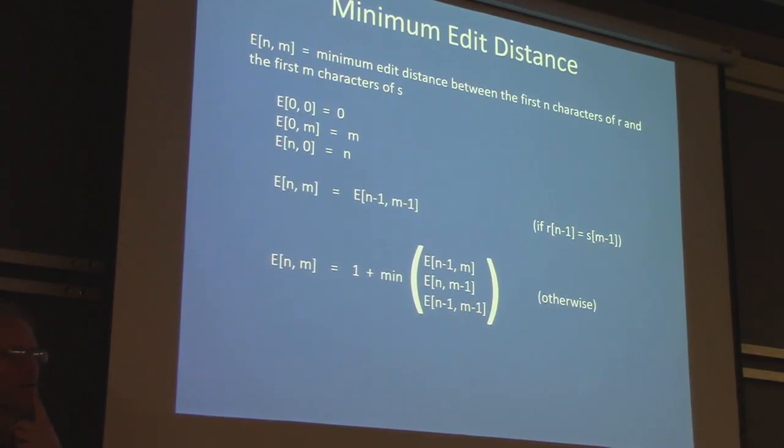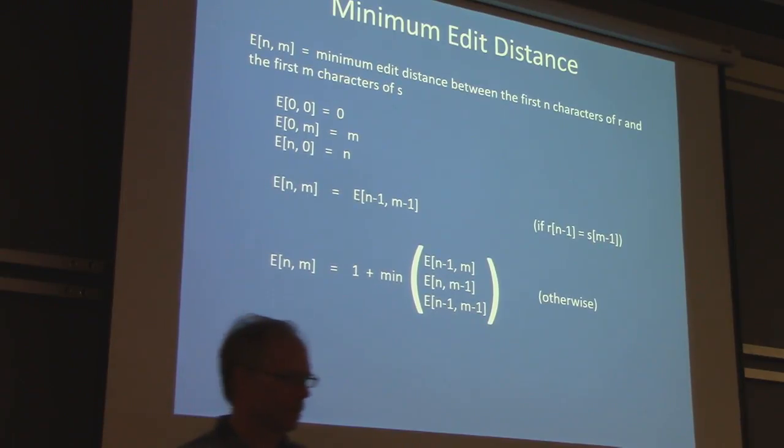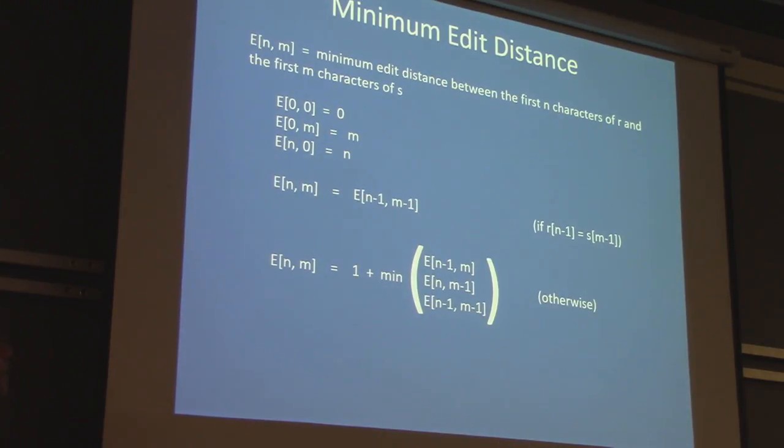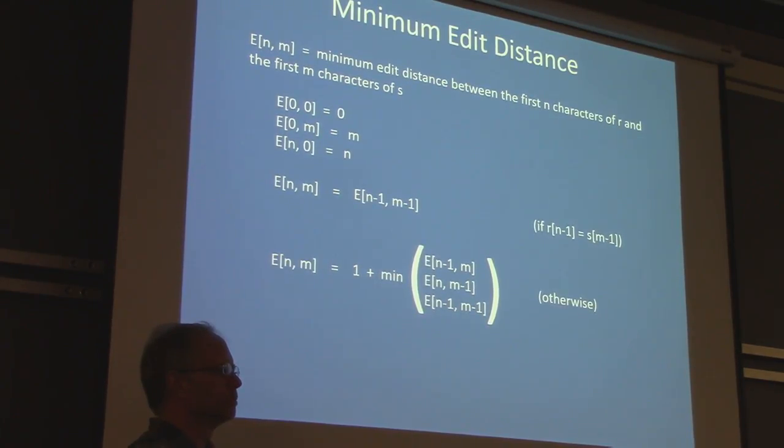Now, let me pause. I mean, it's important to soak this definition in, so I'll let you soak it in for a minute and see if you have any questions about it. Yeah? So in the case of E of n, m, where it's n-1 and m-1, what if all of the characters, say, n-2 through and m-2 actually match? Wouldn't the edit distance just be 1?